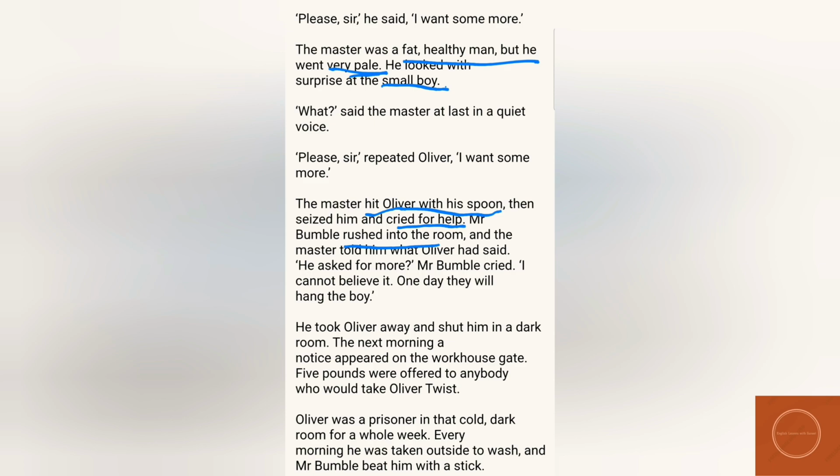He asked for more, Mr. Bumble cried. I cannot believe it. One day they will hang the boy. Means it was such an unusual activity for them to ask for some more soup. If we think about it today, it seems a very common thing. But at that time, for an orphan to ask for more soup was considered a very unusual activity. That is what they have shown in this chapter.